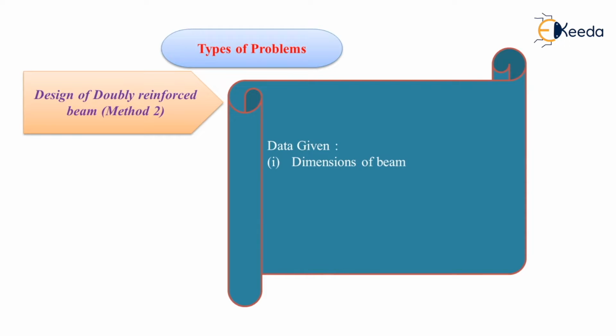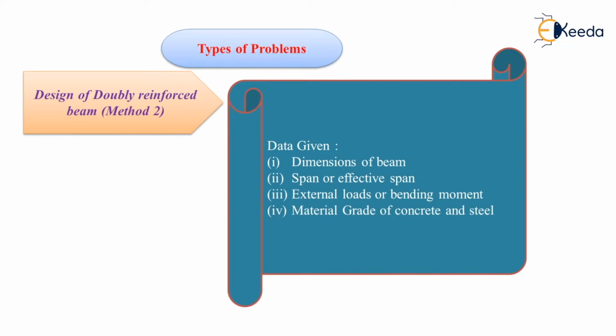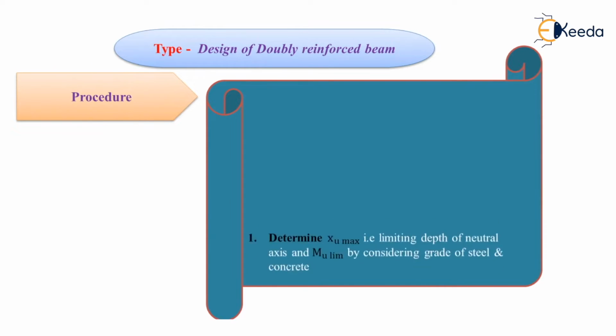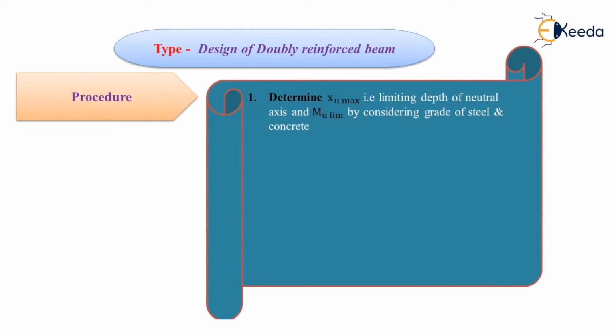They will give dimensions of the beam, span of the beam, and external loading, or they will directly give bending moment and grade of concrete and grade of steel. So here is the procedure. In this method, we have to determine Xumax first. Xumax is the limiting depth of neutral axis, and Xumax is based on the grade of steel.